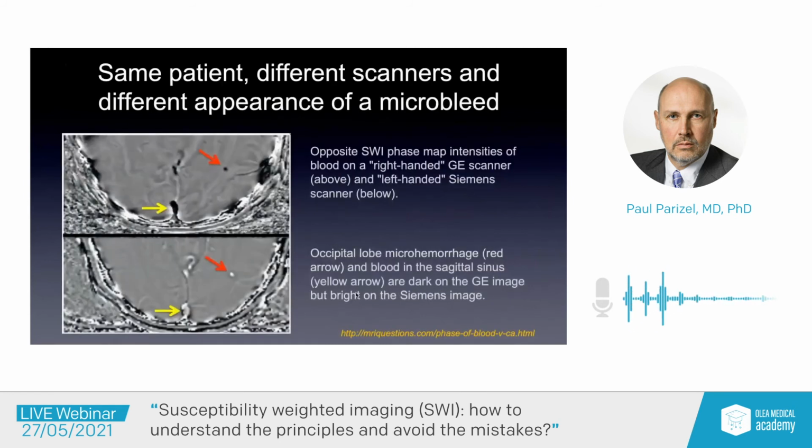This, again, is a beautiful example. It comes from the website mriquestions.com, showing signal intensities of blood on a right-handed GE scanner, where this little microhemorrhage appears black, and here on a Siemens scanner, where this little microhemorrhage appears white. And that is very confusing if you're not sure. But if you just take into account what is the appearance of blood in the superior sagittal sinus or the straight sinus, then you can't go far wrong.